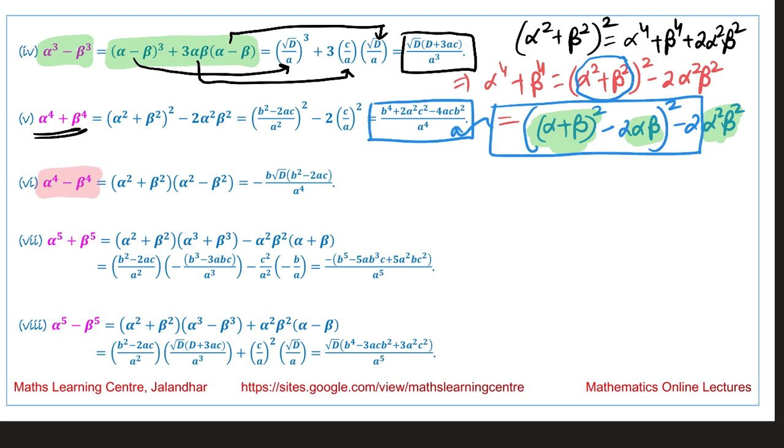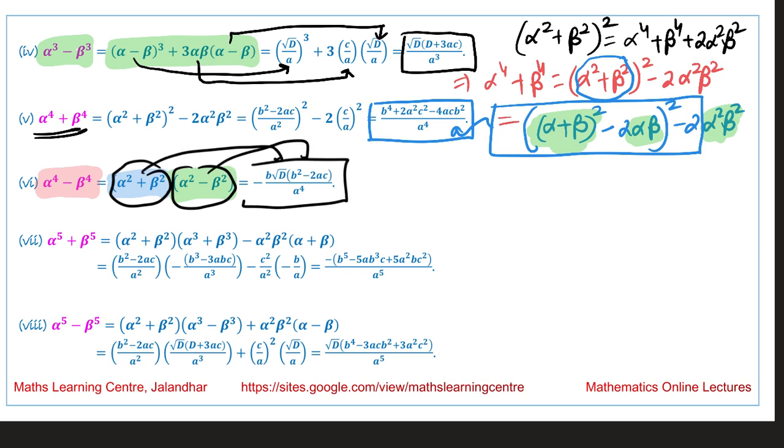Similarly, when we are talking about the value of alpha raised to the power 4 minus beta raised to the power 4, we can write it as alpha square plus beta square into alpha square minus beta square, and we know the answer for both these cases. When we substitute the values, we obtain the answer in this form.